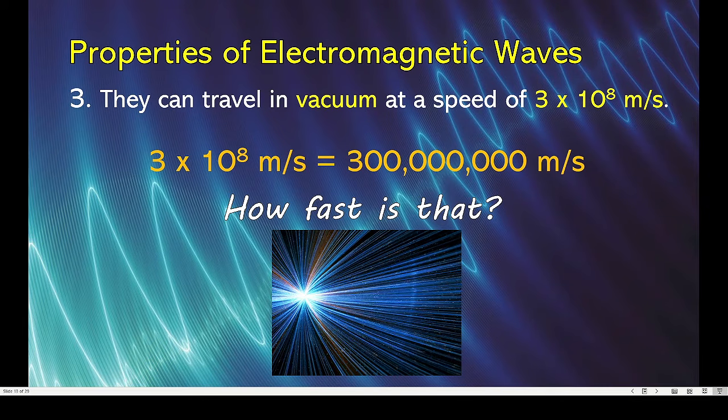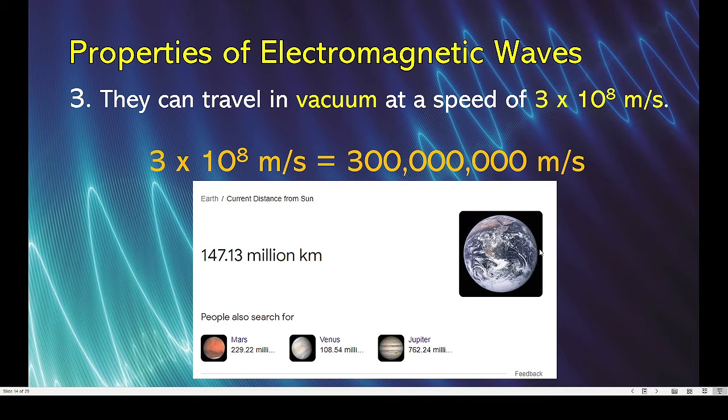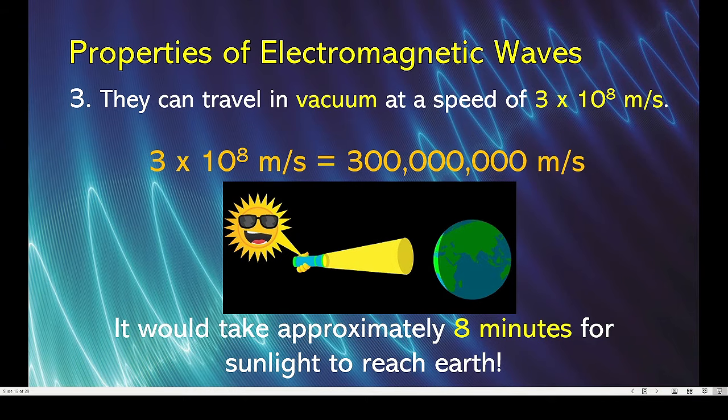fast. Gaano kabilis? According to Google, the distance between the Sun and the Earth is 147.13 million kilometers. Now, using the formula for speed, which is distance over time, we are given the distance from Sun to Earth, and we also are given the speed of light because light is coming from the Sun going to the Earth. If we use these values, we will arrive at this time. It would take approximately 8 minutes for sunlight to reach Earth. So, considering the distance between the Sun and the Earth, it will still take a few minutes for the sunlight to reach our planet.